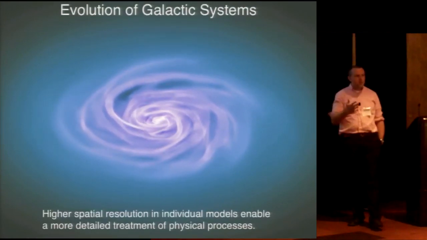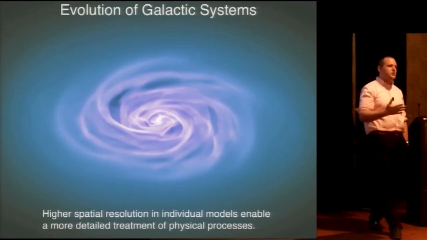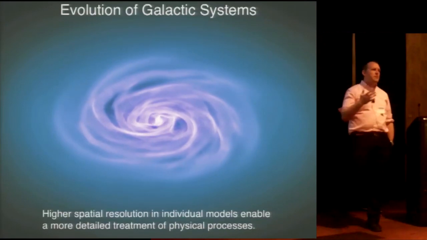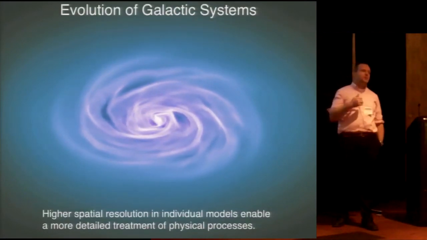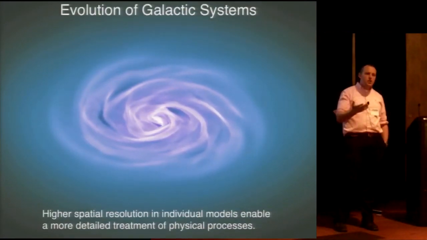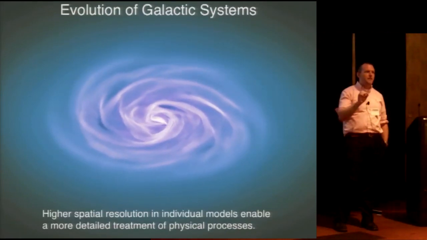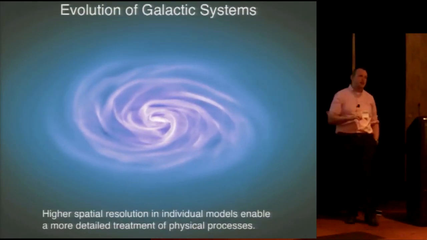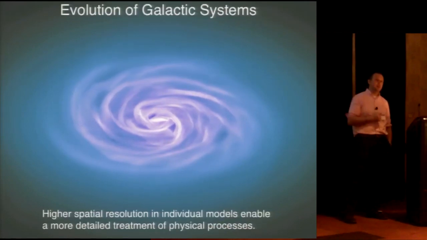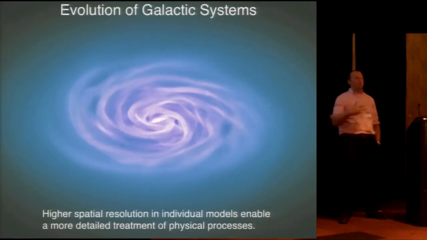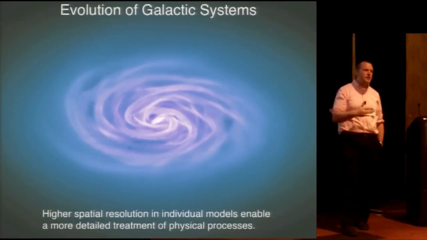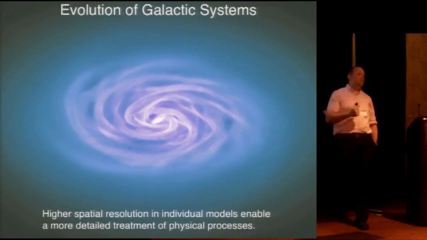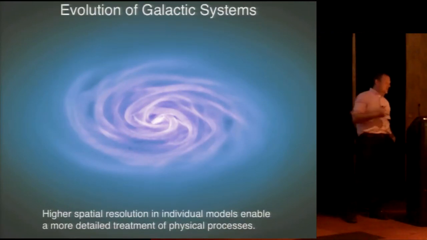And we can only do this kind of calculation currently, given the resources that we have, using these isolated disk galaxy models, because we simply don't have the computational power to model the fine detailed structure of these galaxies in the context of a cosmological simulation. Right? So we do have to split the problem up and take things slightly out of context, simply because we just can't get enough computer time to do it otherwise.